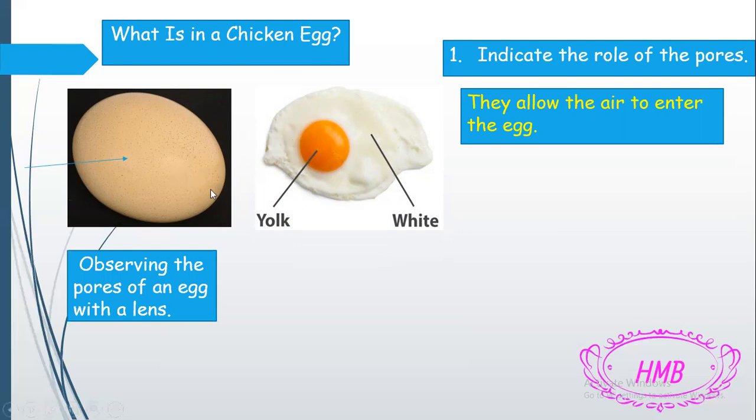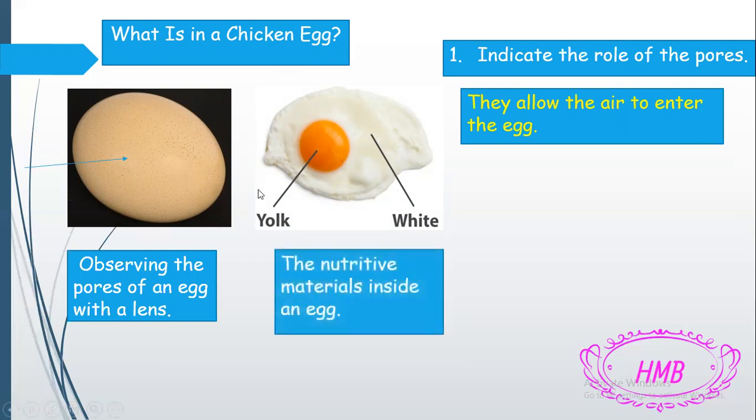Finally, we break the egg and all the components fall down. So as you can see, we have two components. We have two nutritive materials inside the egg. We have the yellow part, which is called the egg yolk, and the white part, which is the egg white.